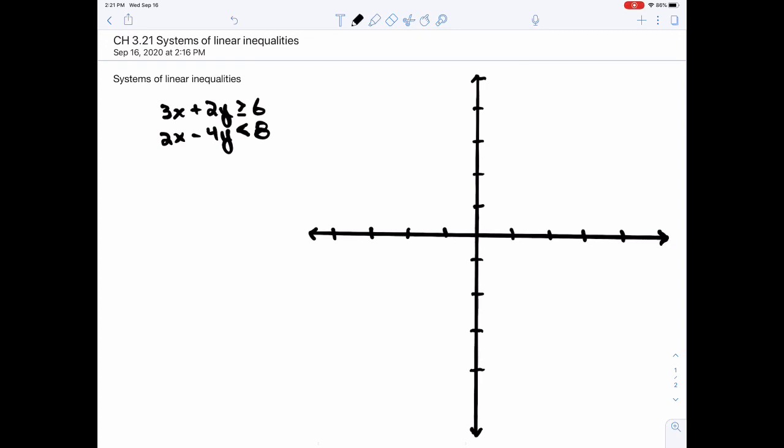This is kind of a mundane topic, but it'll be quick, okay? What we're looking for is systems of linear inequalities.